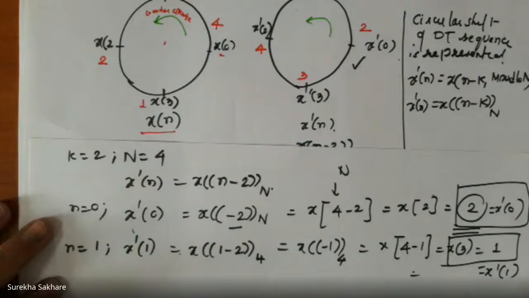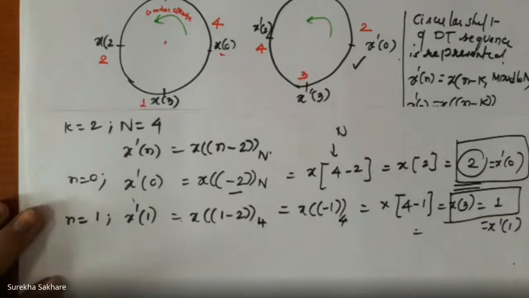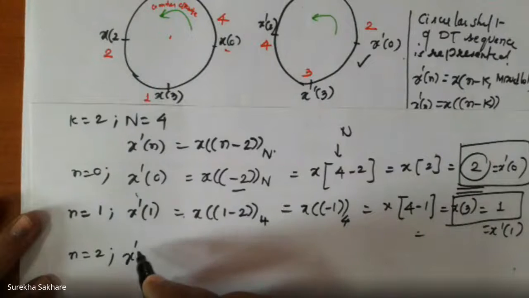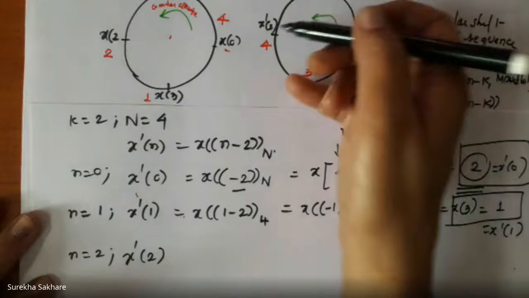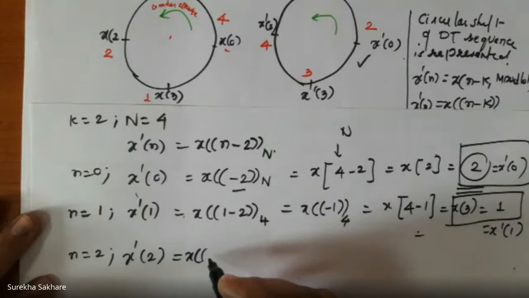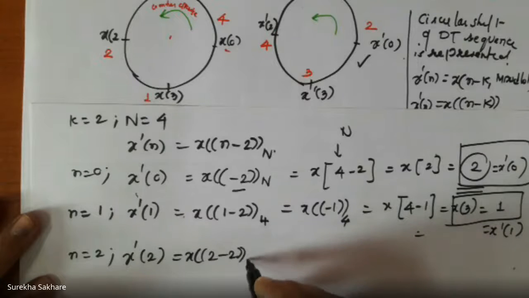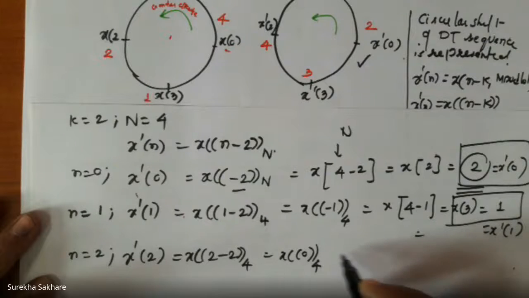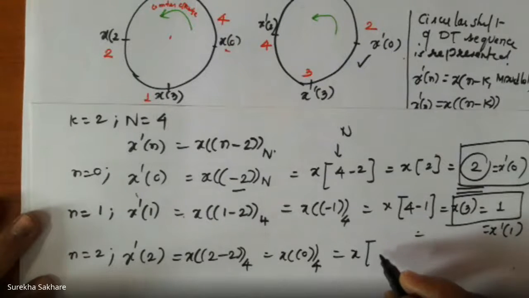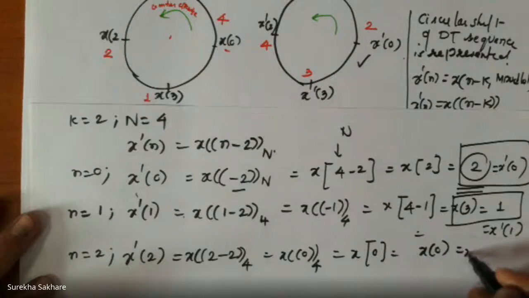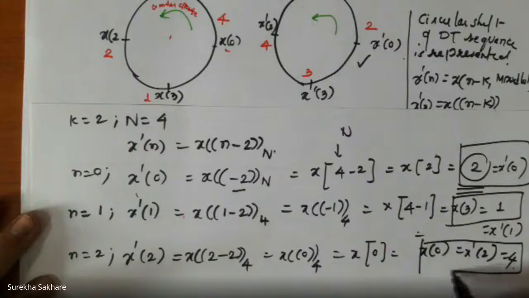Okay. Now, when n is taken as 2, let us see what happens. x dash 2. I want to find the value of x dash 2 from the linear shift, is it not? So, I have the modulo of 2 minus 2. This is equal to 0. Okay. So, if I take it as 4 minus 0 or 0, it is one and the same. So, it is x of 0, which is equal to x dash of 2, which is 4.